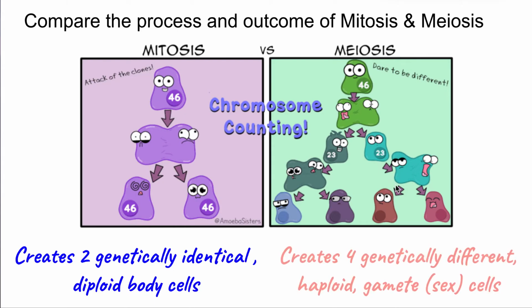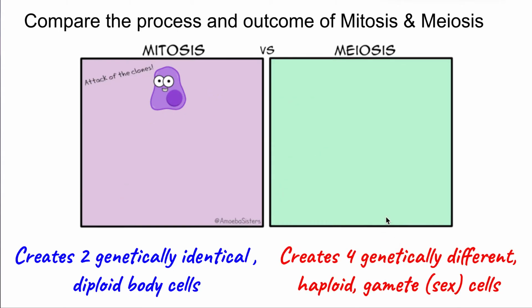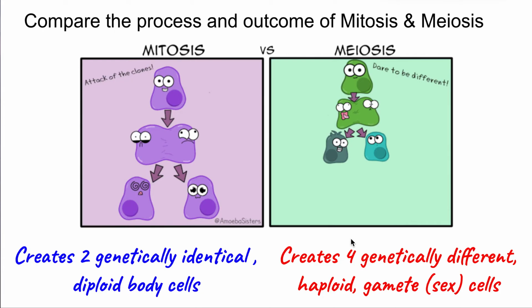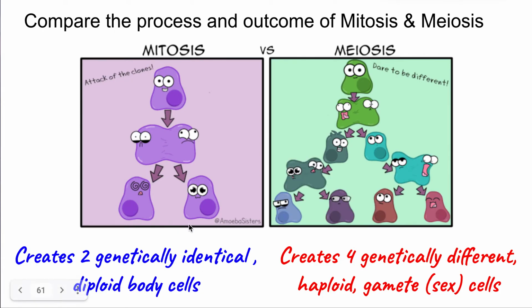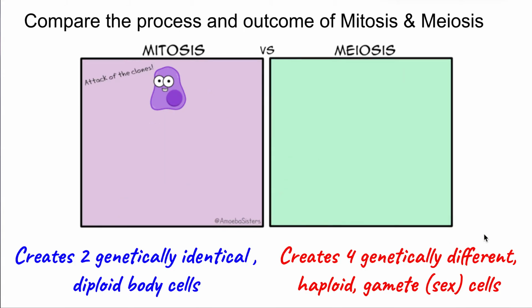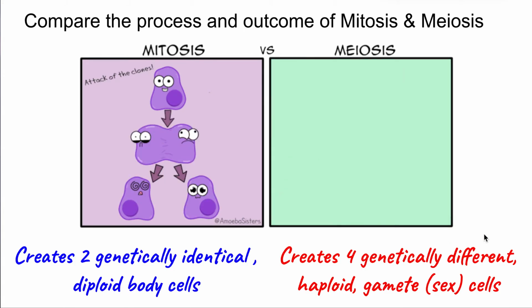Meiosis is going to create 4 genetically different haploid gamete or sex cells. So haploid referring to the fact that there is only 1 set of chromosomes, not 2 like in mitosis. This is important because when 2 sex cells come together, they're both going to bring with them 23 chromosomes, meaning that that zygote or fertilized egg cell will have 46 chromosomes.